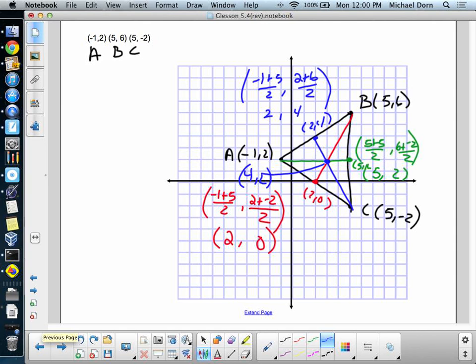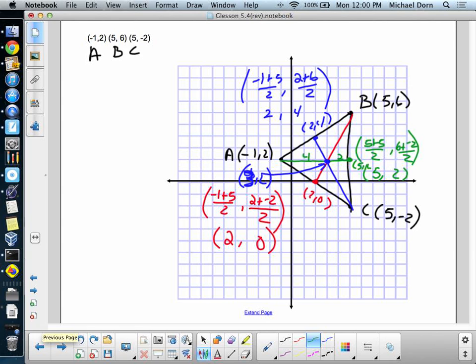Would appear to be, is it 3, 2? Sorry, I miscounted. 3, 2 is my centroid. And we can kind of check to make sure, because it's nice and horizontal. This is 2 units long, this is 4 units long. Sure enough, it's dividing proportionally, isn't it?